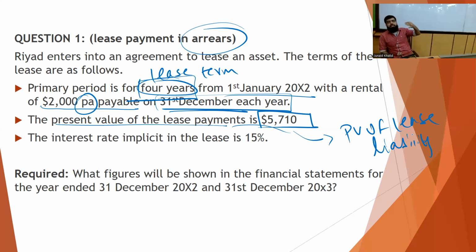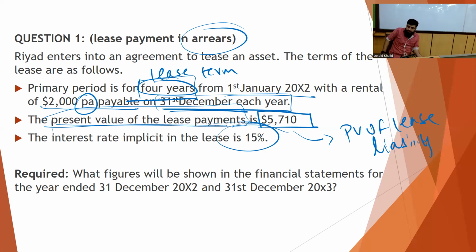Bargain purchase option, and any penalties. We need to calculate the present value of all four components. But right now, the examiner has given you the net amount, the total amount, or the final outcome. That is the present value of lease payment. It means it includes everything. There is no need to calculate anything in addition. The implicit interest rate is 15%.